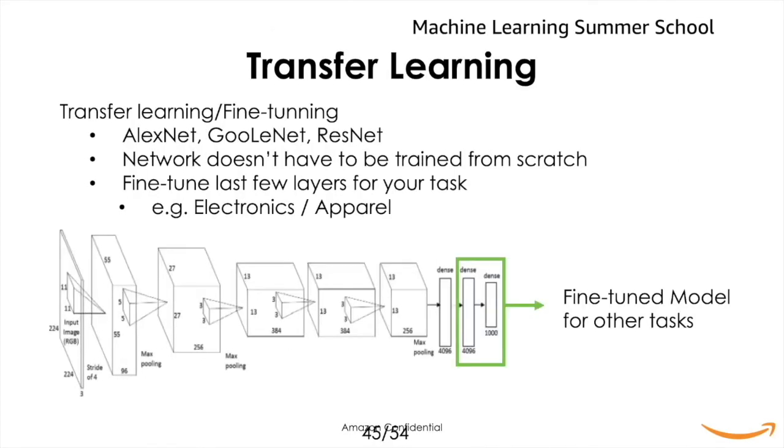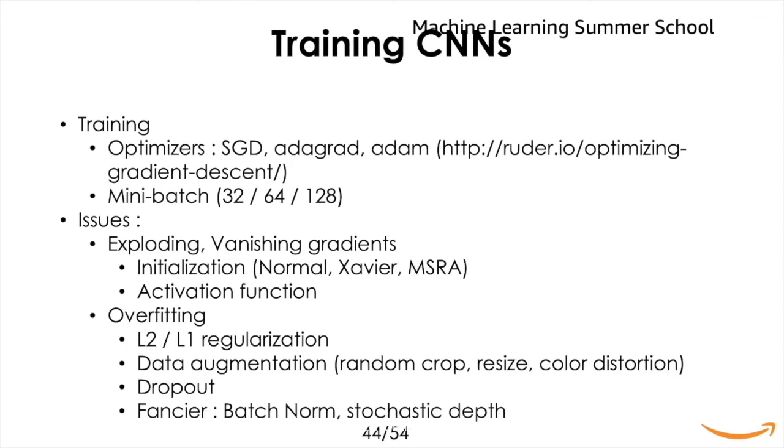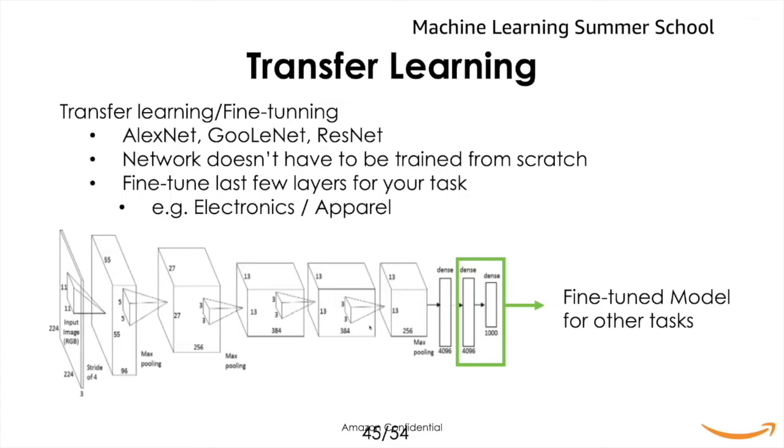So the other thing is transfer learning. When you train your neural networks, you have to initialize the weights. One way to do it is to initialize the weights randomly, or using one of the initialization methods like Xavier or MSRA, and then train the neural network for your particular task. This is called training from scratch.